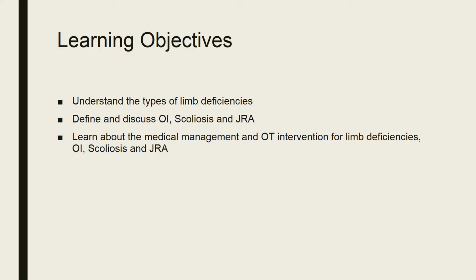are out there. We will be discussing osteogenesis imperfecta, or OI, scoliosis, JRA, or juvenile rheumatoid arthritis, and we'll be learning about the medical management and OT intervention for these conditions, perhaps what we do as OTs for osteogenesis imperfecta, scoliosis, and JRA.